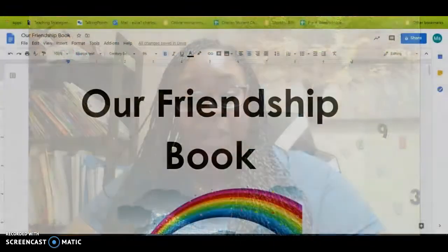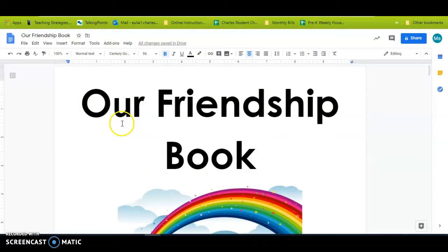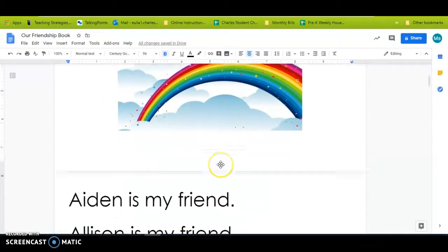So I'm going to show you my screen now, and Miss Charles is going to start reading. Our Friendship Book. This is the title. And if you look here, you see my little mouse moving around. That's called a cursor. That's what I would use to touch each word. Okay. So Our Friendship Book. Here's a nice rainbow.